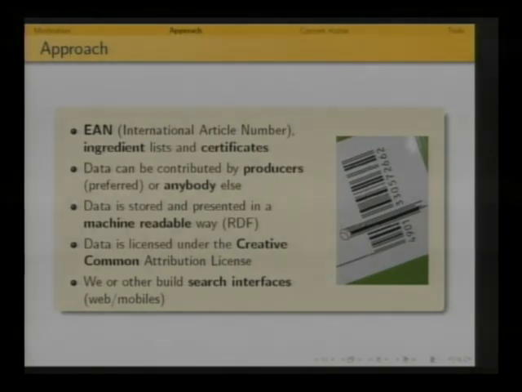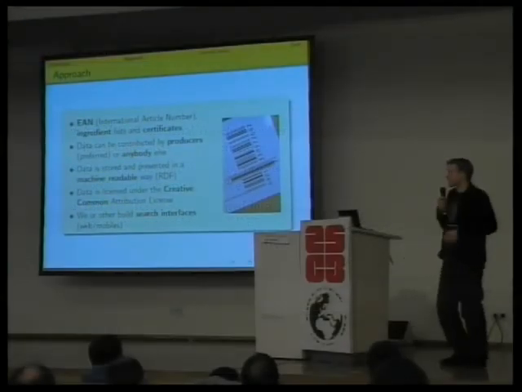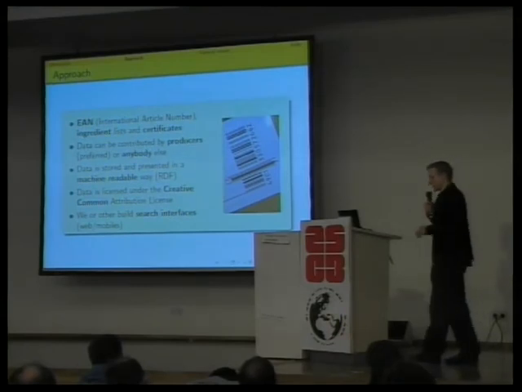We use semantic web technologies to store this data and to share this data, and we want to use the Creative Commons license, the attribution license, to give the legal foundation to share all this. And later on, if this data is available, basically everybody, we or you, whoever, can build kind of search engines or whatever, play around with this kind of data.